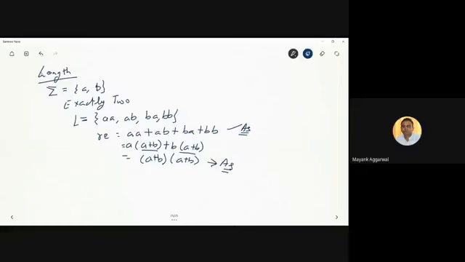Similarly, if the question comes for strings of length exactly 3, the regular expression would be A plus B, A plus B, A plus B. This is for exactly 3. Similarly, for exactly 4, it will come 4 times. So this is the way we can write down the regular expressions for a language which is finite.